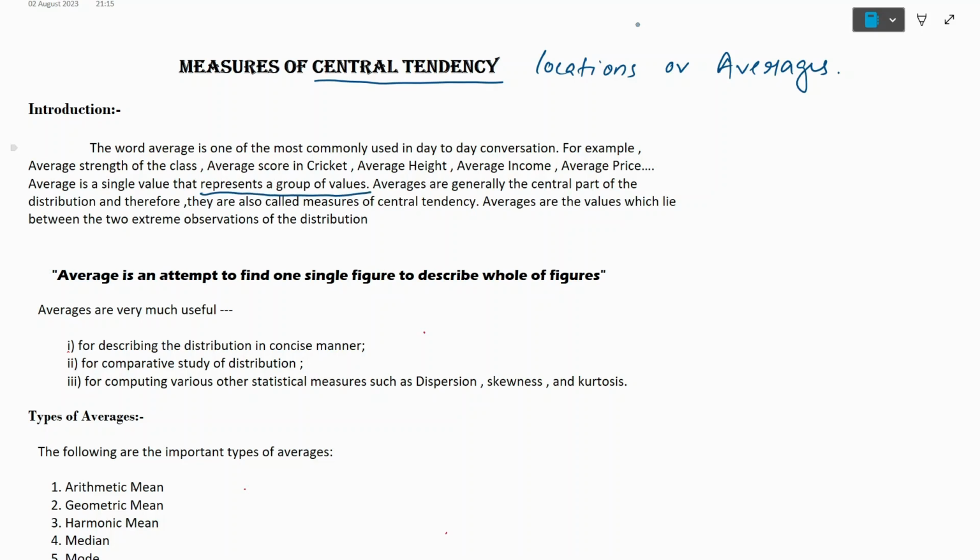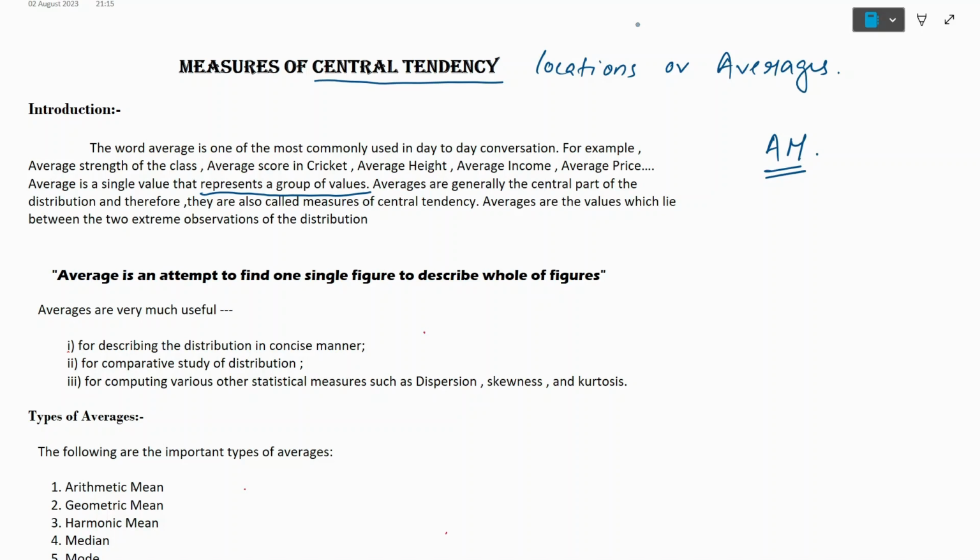Students, note that the word average does not necessarily mean the usual average which we studied in school. The average which we studied in school is the most commonly used average in our day-to-day life, that is arithmetic mean. Try to understand, arithmetic mean is one of the averages, and in this topic, measures of central tendency, we are learning various averages including mean, median, mode, quartiles, deciles, and percentile.